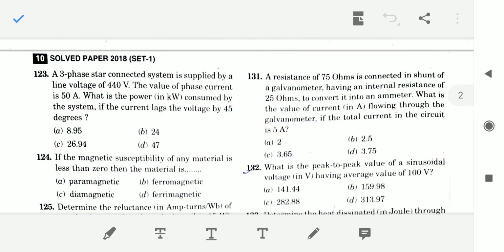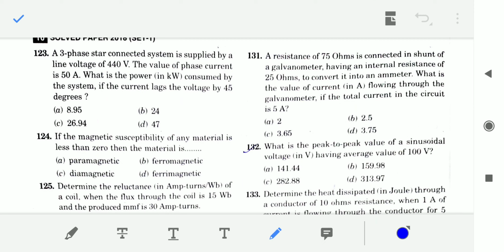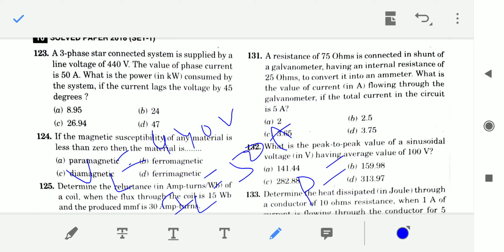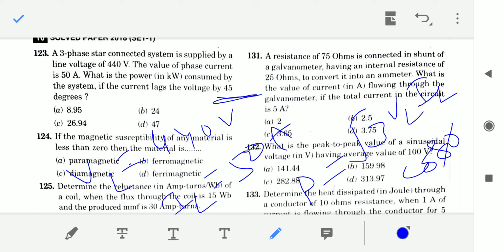Okay, next question number 123. A three-phase star connected system is supplied with a line voltage of 440 volts. That means VL is 440 volts, and IL is 50 amperes. The power formula is root 3 VL IL cos phi, and phi is given as 45 degrees. The current lags voltage by 45 degrees. If we solve it, we will get option C. Just try to solve it.